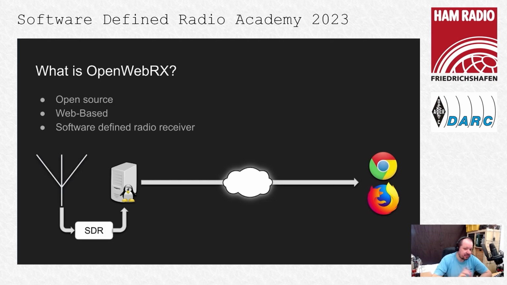And yes, that can be the internet. And on the right-hand side, you have the clients. I've drawn Chrome and Firefox as an example, but just to give you the idea that a browser is enough to use the software itself. There is no software you need to install on your PC. It all happens in the browser.